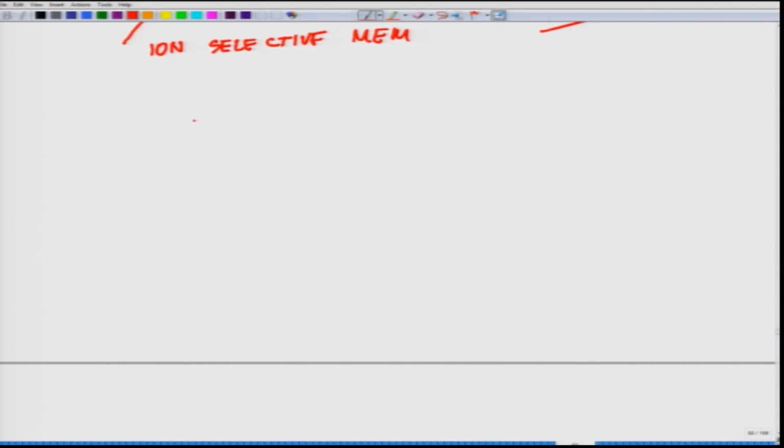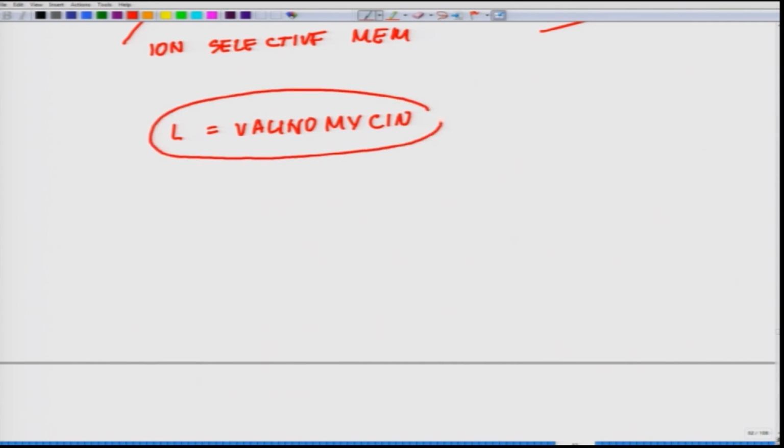For potassium ion measurement, there is something called valinomycin. Valinomycin is an ion selective ionophore. It is essentially the ligand which is soluble inside the membrane and selectively binds the analyte ion in a potassium ion selective electrode.